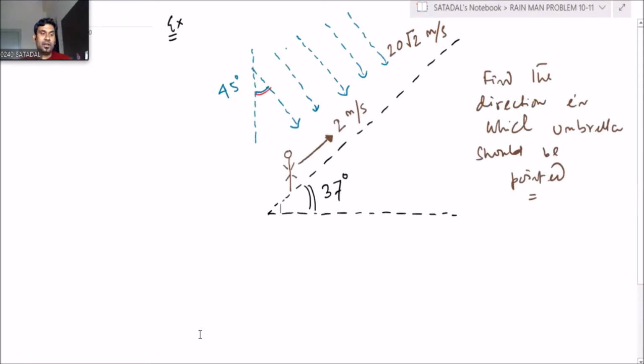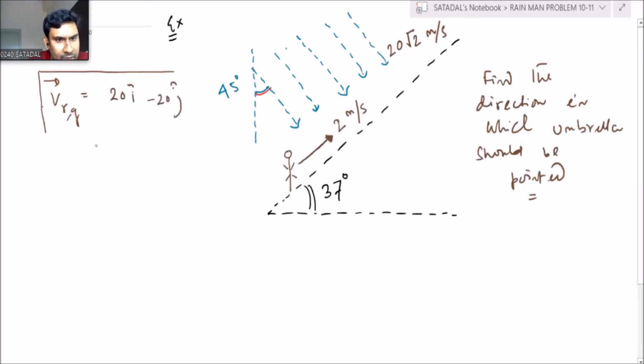Chalo, everyone tried? So first you write velocity of the rain with respect to ground. How much will it be? It will be 20 i cap minus 20 j cap. Is that okay? Everybody got this? Okay, no? Fine.